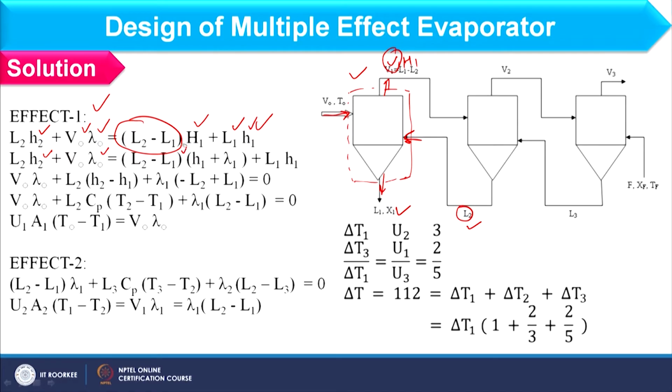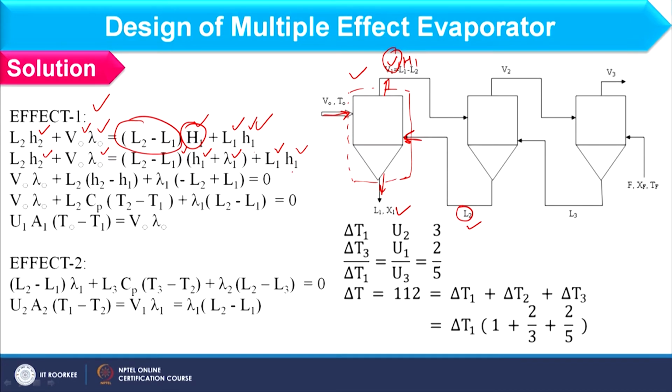And next I am having L2 minus L1, and we can further elaborate this capital H1, which is basically small h1 plus lambda 1, okay. And that is basically the enthalpy of vapor, which is equal to enthalpy of liquid plus heat of vaporization, fine. And that again add the term L1 containing H1 enthalpy, fine.